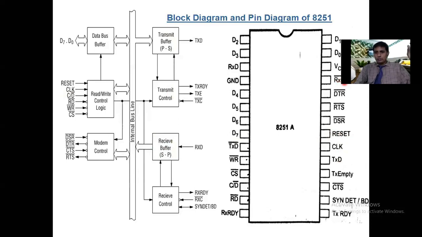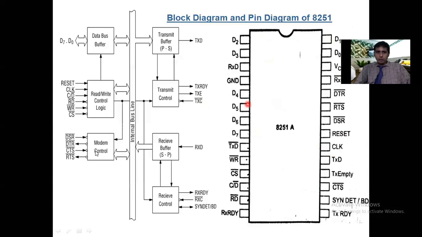Then the other is RXC bar, the receiver clock bar pin. This receiver clock bar pin receives the clock signal from the external device, and with that rate the receiver buffer performs the receiving of the bits with that particular baud rate. Then VCC is the power supply pin, and here also it requires a 5 volt power supply. Similarly, TXC bar is nothing but the transmitter clock pin. Like that, we can analyze mainly the pin diagram of 8251.